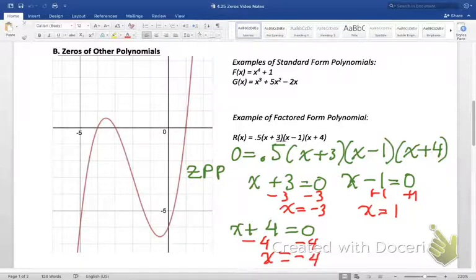Okay, now if we slide over to the graph off to the left, we can see that, what do you know, those are exactly the places where this graph is crossing the x-axis. So we can see at 1, there's a 0. At negative 3, there's a 0. And then at negative 4.